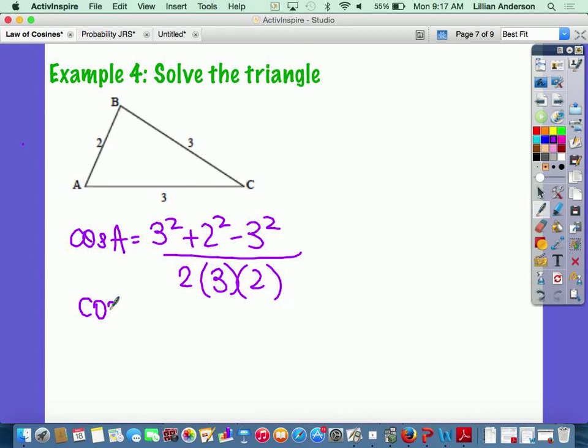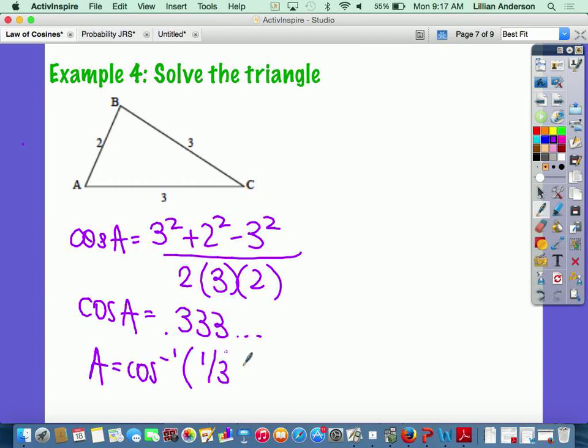Very good. So the cosine of A was a decimal. What kind of decimal was it? A repeated decimal. 0.3333, also known as 1/3. So then you take the cosine inverse of 1/3, because that's what 0.3333 is. And we got what for our angle? 70.53. So that meant that angle A was 70.53.